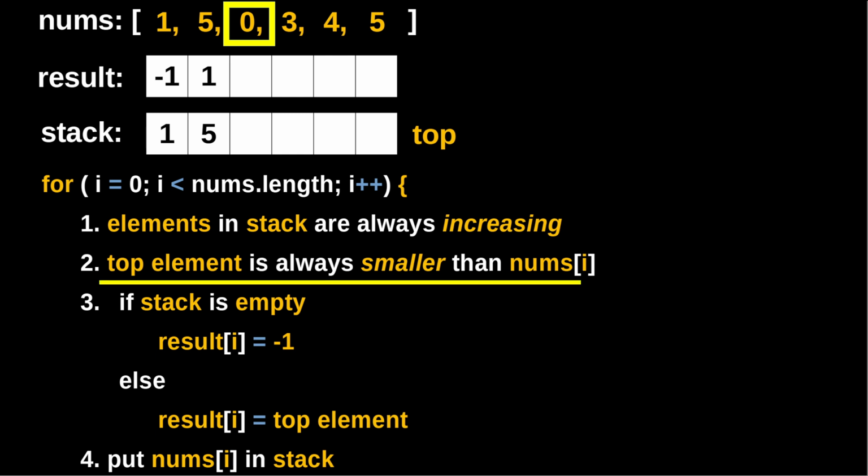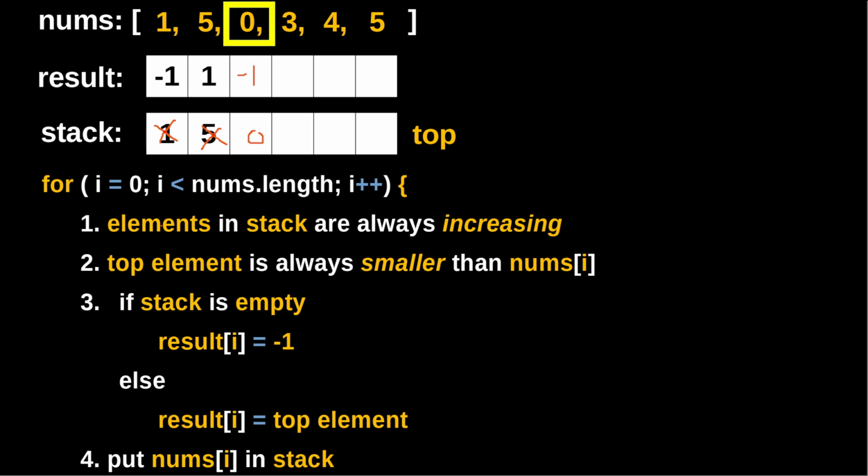The top element is not smaller than nums of I. 5 is greater than 0. So what do we do? We have to pop the stack until condition 2 is satisfied. So we have to pop 5 and then check. 1 is still greater than 0, so we have to pop that as well. Now the stack is empty, and then results of I is -1. And then we put 0 on the stack.